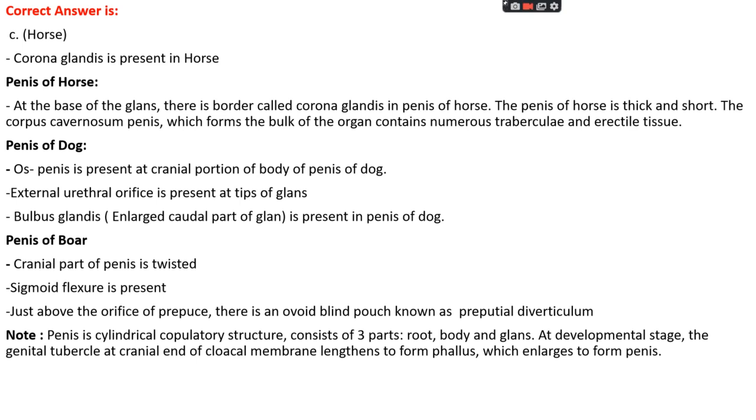While the sigmoid flexure is absent in the case of horse and dog. Note that the penis is actually a cylindrical copulatory structure. It mainly consists of three parts: root, body, and glans. At the developmental stage, the genital tubercle at the cranial end of the cloacal membrane lengthens to form the phallus, and from this phallus the penis is formed.